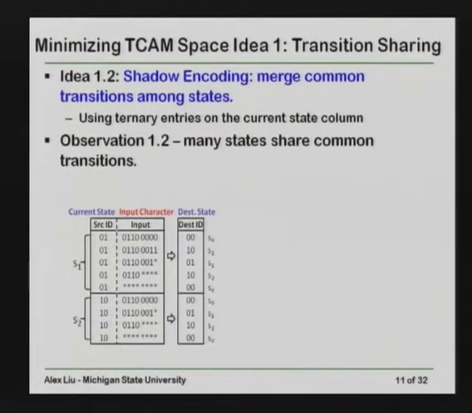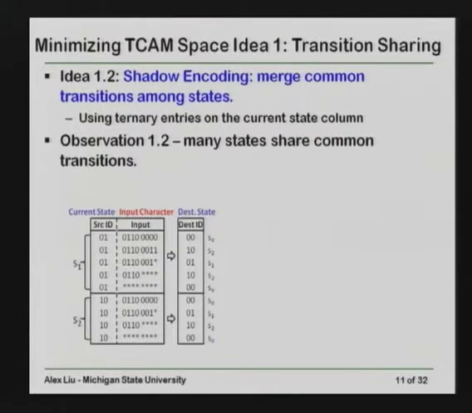So the second idea for TCAM minimization is called transition sharing. The basic idea is we want to merge common transitions among states. So we basically want to use ternary entries on the current state column as well. The basic observation is that there are many states that share common transitions even after we do the character bundling, right? So take a look at this example.